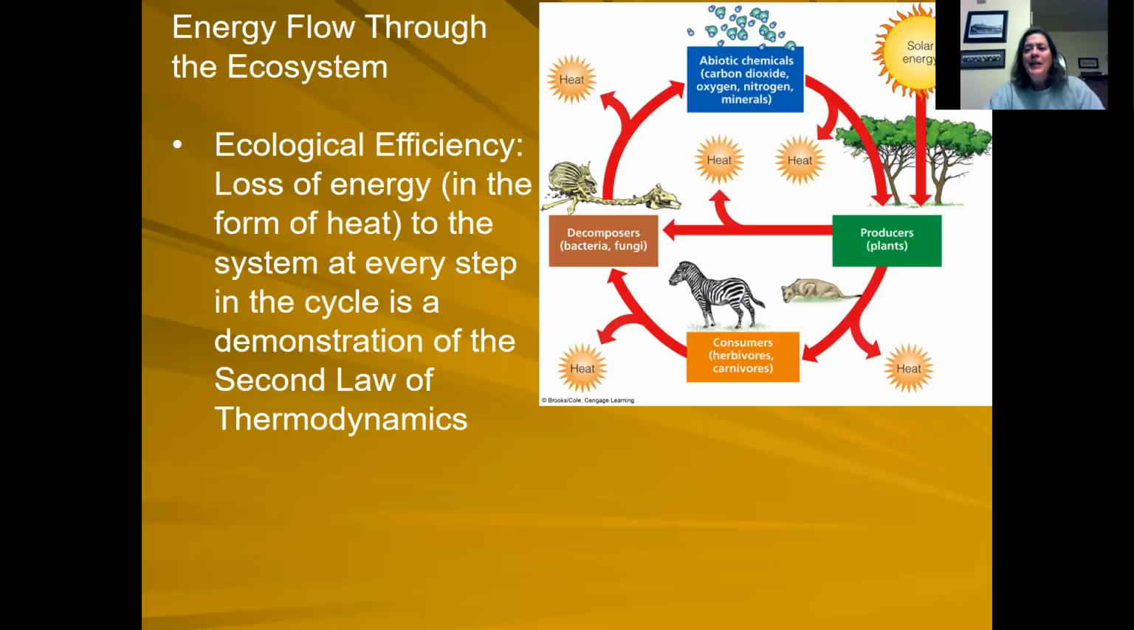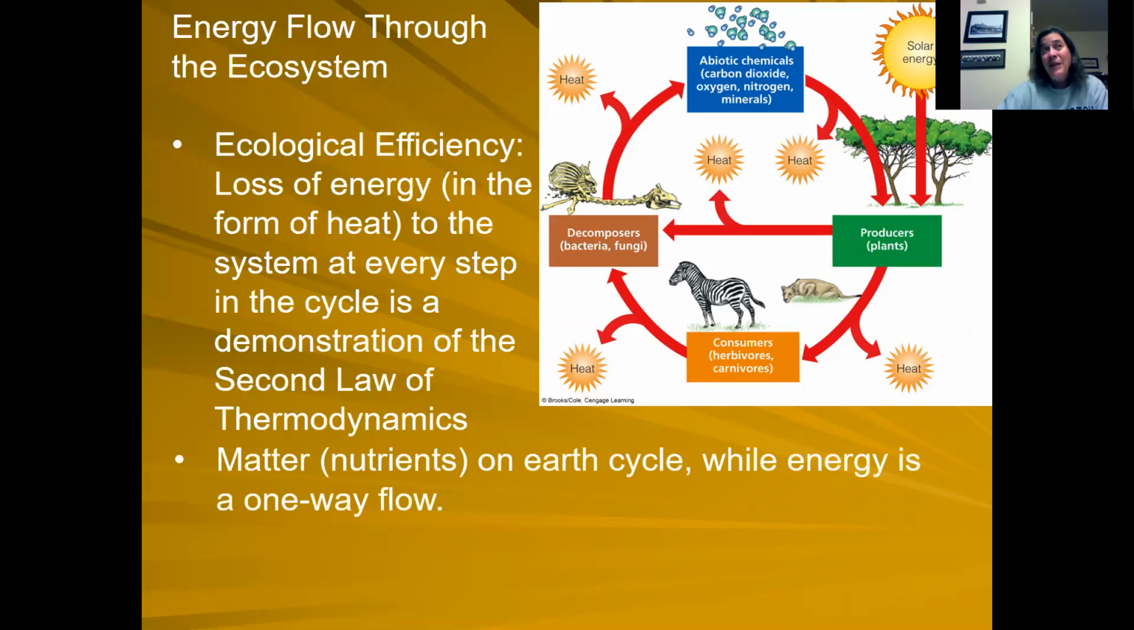So again, we've talked about ecological efficiency before, and just realize that at every step in the cycle of life, you're going to be losing some of that energy to heat. And it's not like it's gone, but when it goes off as heat, it's really not very usable. So that second law of thermodynamics means that every time you have an energy conversion, you're going to lose some to a lesser form of energy, and usually that's going to be heat.